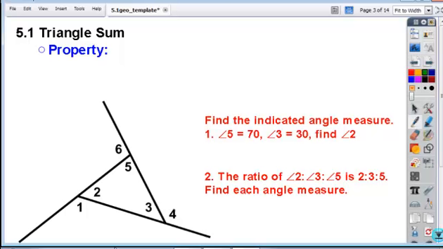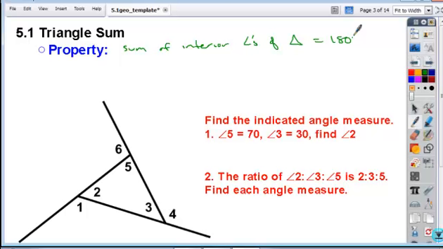Okay, the first concept is one that you guys already know most likely, and that is, what's the sum of the angles in a triangle? Good. So the sum of the interior angles of a triangle is equal to 180 degrees. Okay, so again, just a real straightforward concept for this.